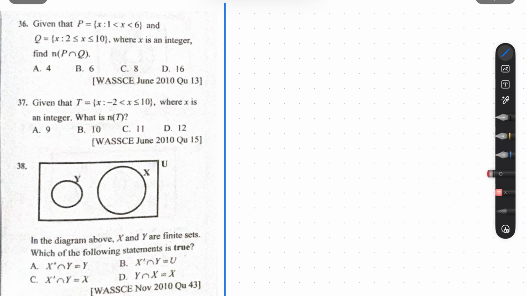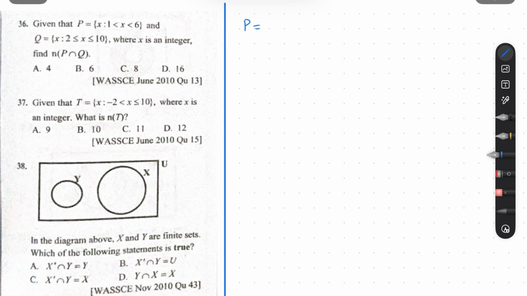Here we have question number 36. It says, given that P is equal to the set of X such that 1 is less than X less than 6, and Q is equal to the set of X such that 2 is less than or equal to X less than or equal to 10, where X is an integer, find the number of elements in P intersection Q. This means we first need to find P intersection Q, then find the number of elements in that set. That will be our answer. So let's write down P and Q, then find the intersection. What's P?